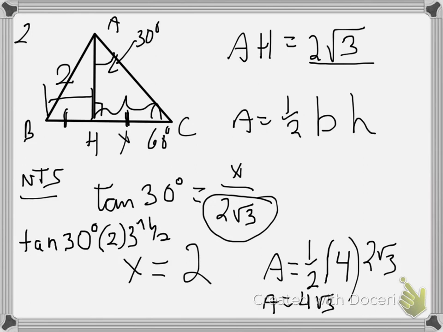Right. Tangent 30 times 2 times 3 to the 1/2 power will give you 2. That you can enter in your calculator. It will give you 2. That's something, I mean, if I'm sitting here trying to think about doing that in my head, you probably shouldn't attempt it. Use your calculator. Now, moving on.